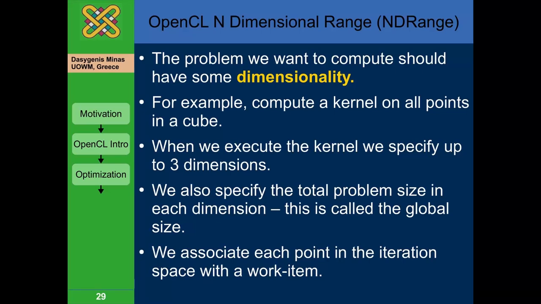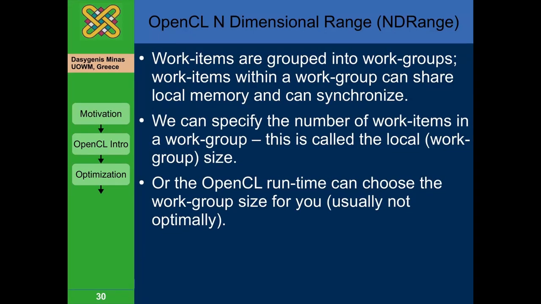And we can specify up to three dimensions. And of course, we can also use just one or two dimensions. We specify the dimensions, and then using the appropriate functions, every thread has the ID for every dimension, and according to this vector of dimensions, it can execute the kernel. So we are calling the dimensional range, and we group this whole grid into work groups, and work group is the unit that is scheduled for execution.